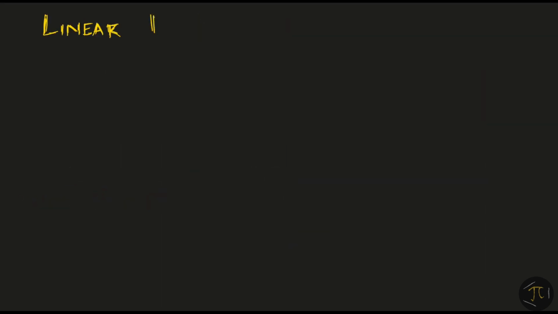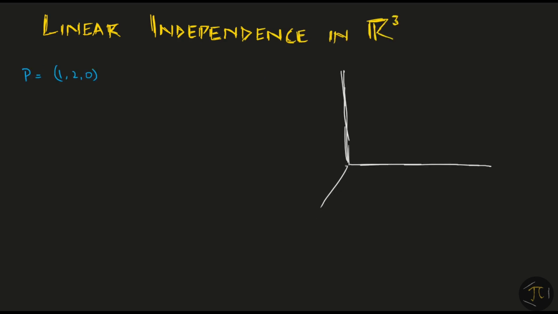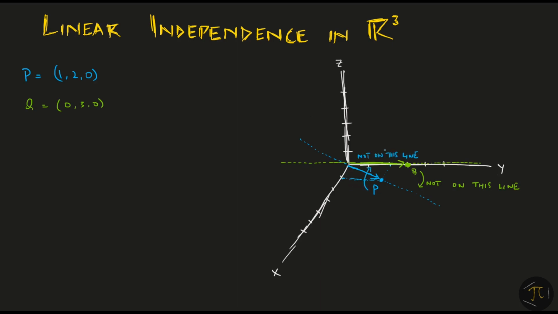Now time to jump to 3D. Let me take a vector p, (1, 2, 0), and let's try to locate it in a 3-dimensional graph. This here spans a 1-dimensional line in a 3-dimensional vector space. Let's check if this vector is independent with vector q equal to (0, 3, 0). Since q is not one of the linear combinations of p, as it does not lie on the blue line, and at the same time p is not one of the linear combinations of q, since it does not lie on the green line, we say that these vectors are linearly independent.